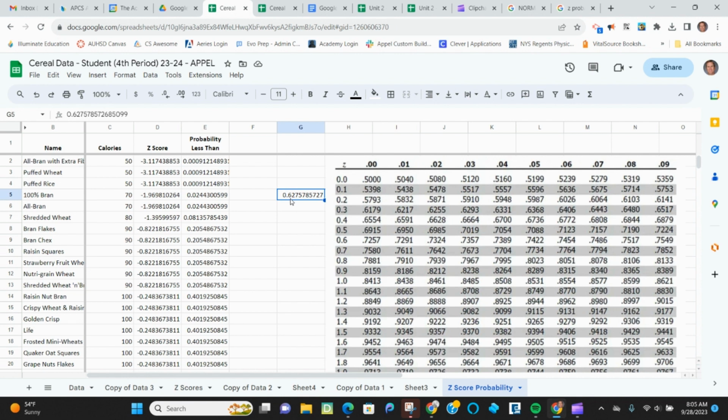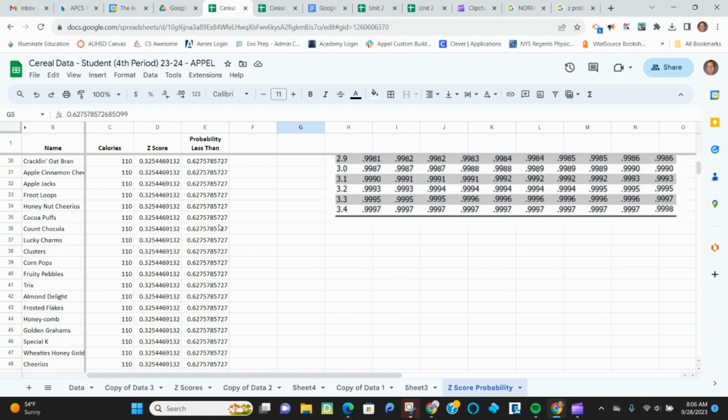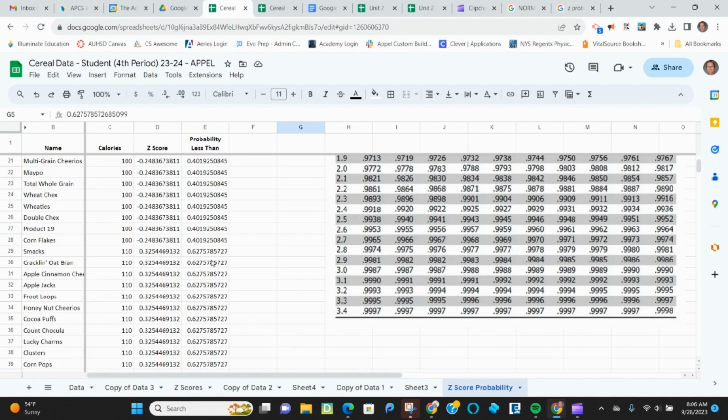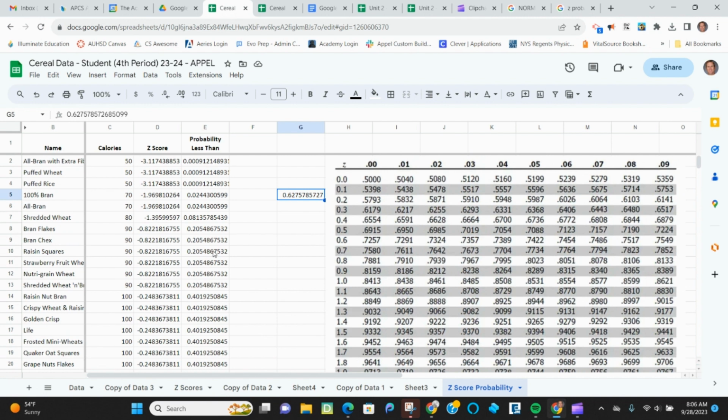So it's a little bit different based on the calculation, but that would be how we could use that to get those percentages below. So this would be the value. So you'd have 62% that is below that z-score that is down here. So instead of having to use the table every time, we could use Google Sheets to do those calculations for us quickly.